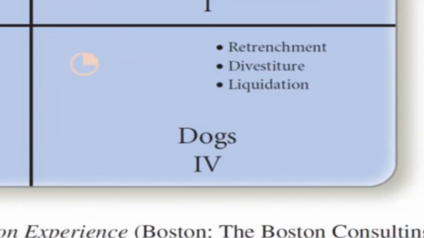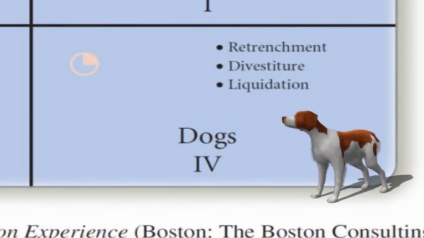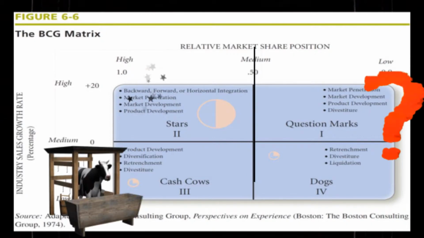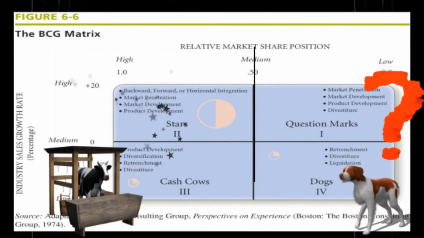Lastly, those divisions located in quadrant 4 are called dogs. This means that the company has a low relative market share position and competes in a slow or no market growth industry. Because of their weak internal and external position, these businesses are often liquidated, divested, or trimmed down through retrenchment. When a division first becomes a dog, retrenchment can be the best strategy to pursue. The major benefit of the BCG matrix is that it draws attention to the cash flow, investment characteristics, and needs of an organization's various divisions.